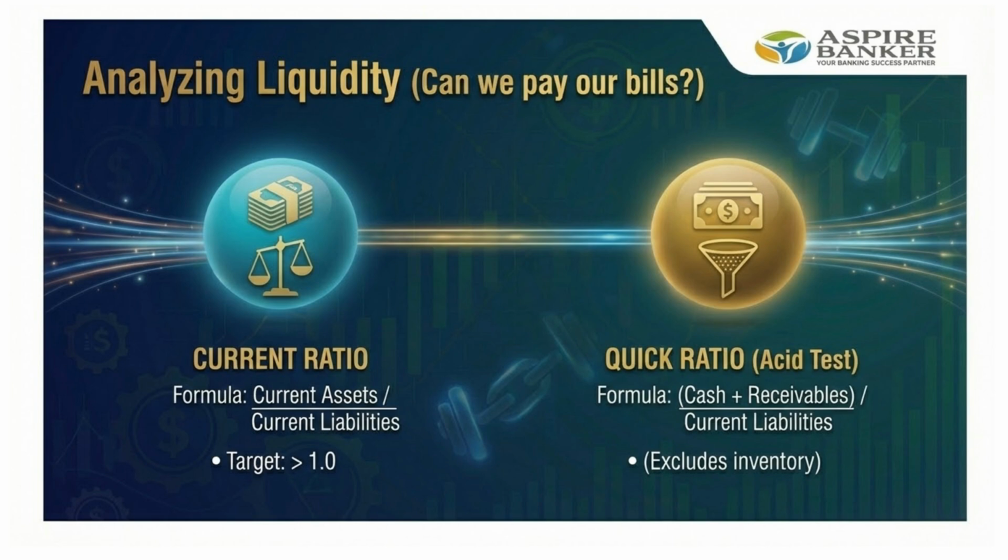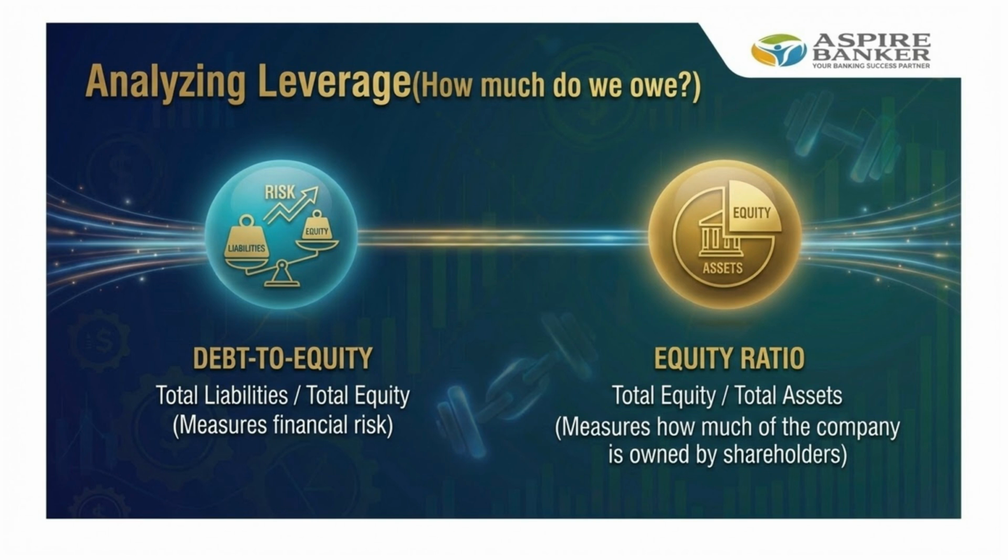Key ratios include the current ratio, which compares current assets to current liabilities, and the quick ratio, which excludes inventory for a more stringent test. Analyzing leverage measures how much a company owes. The debt-to-equity ratio assesses financial risk by comparing total liabilities to total equity. The equity ratio shows the percentage of the company owned by its shareholders.